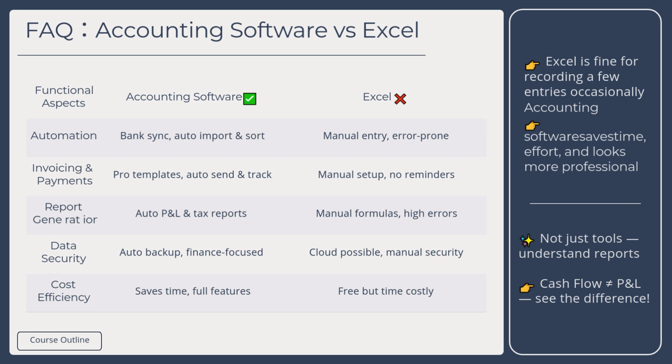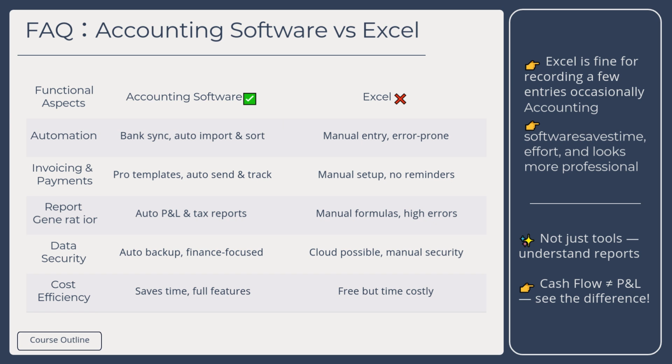Data security is also stronger with accounting software. Your data is backed up in the cloud and focused on financial protection. Excel can be stored in the cloud too, but you have to manage security yourself. And finally, cost efficiency. Excel is free, but it can become very costly in terms of time and effort. Accounting software may cost money, but it saves hours of work and gives you more reliable results.